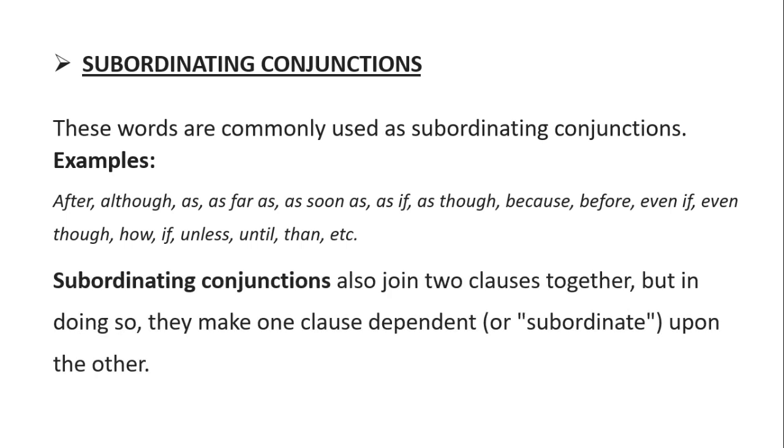Subordinating conjunctions also join two clauses together, but in doing so, they make one clause dependent, or the subordinate clause, upon the other, meaning the main clause. So in this type of conjunction, we can observe the main clause and the other one, the subordinate clause.